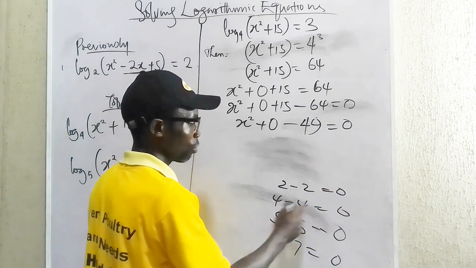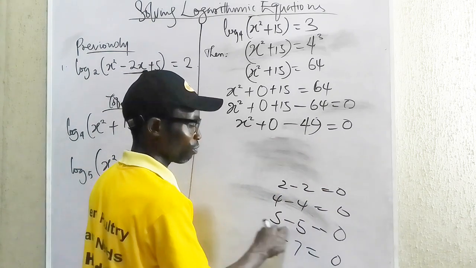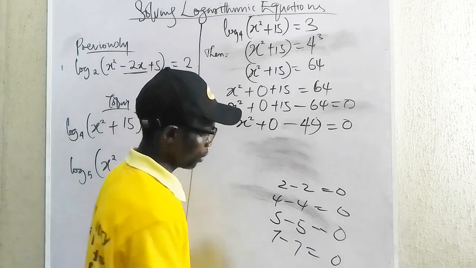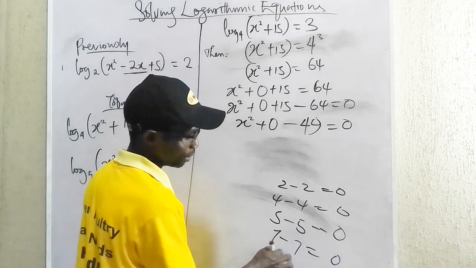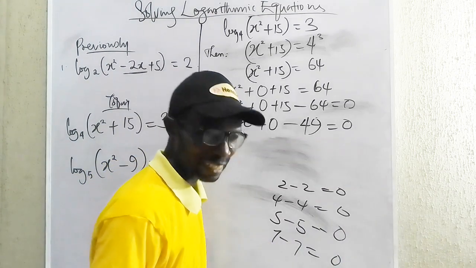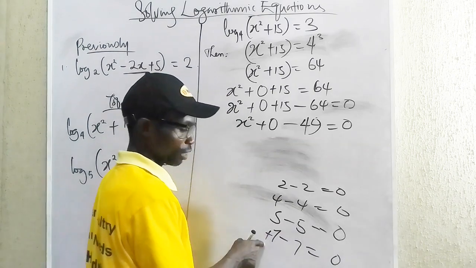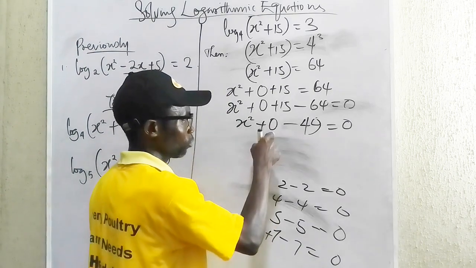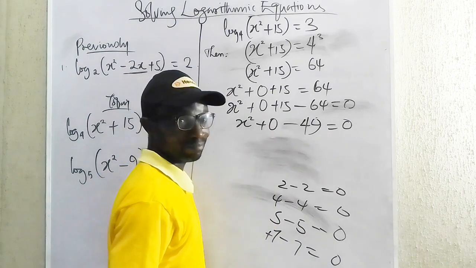2 times 2 will give you 4. 4 times 4, 16. 5 times 5 will give you 25. But look at 7 times 7, it will give you what? 49. That means it's actually plus 7 minus 7. That was what was here actually.